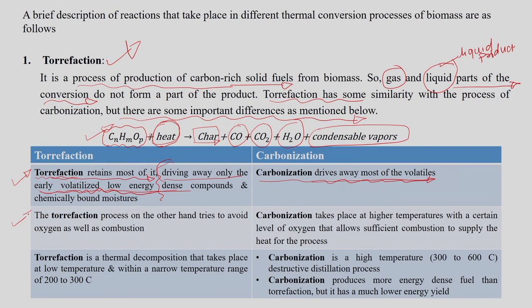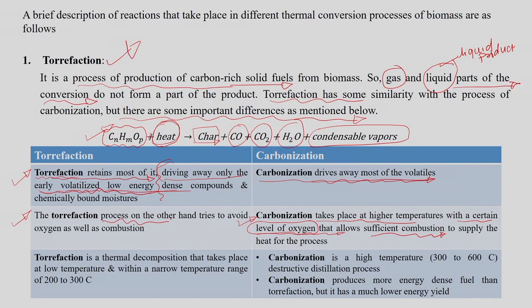In carbonization, the process is carried out at higher temperature with a certain level of oxygen. And as a result, it allows sufficient combustion to take place during the process, and it provides the energy which is required for this particular system as well. Whereas, in case of torrefaction, this particular process, on the other hand, tries to avoid the supply of oxygen as well as the combustion process during the conversion of biomass into a char.